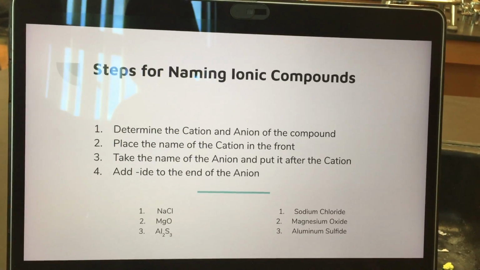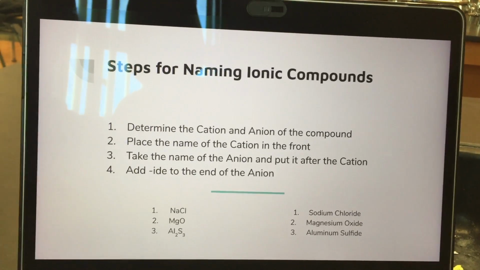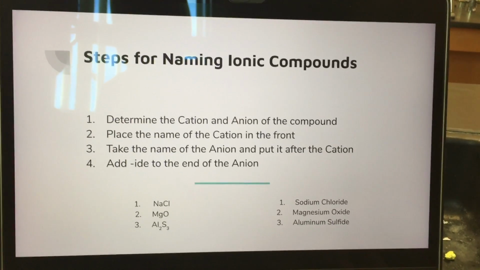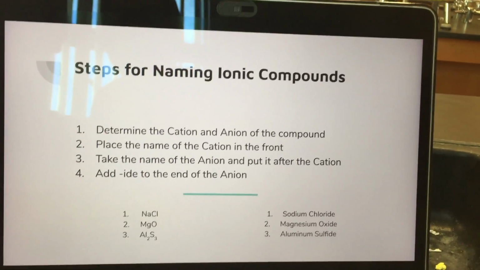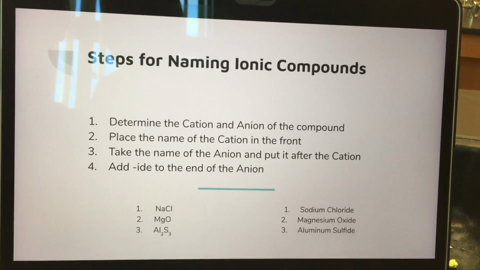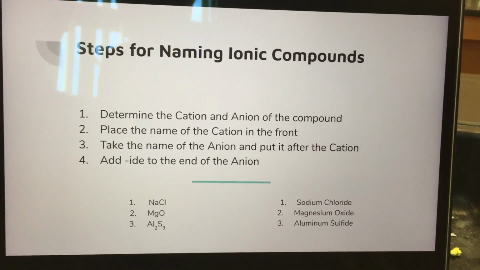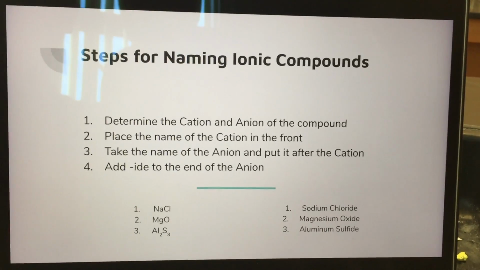To determine the name of an ionic compound, first you need to determine the cation and anion of the compound. Start by putting the name of the cation in the front, then put the anion in the back. Finally, alter the name of the anion and add "ide" to the end of it.